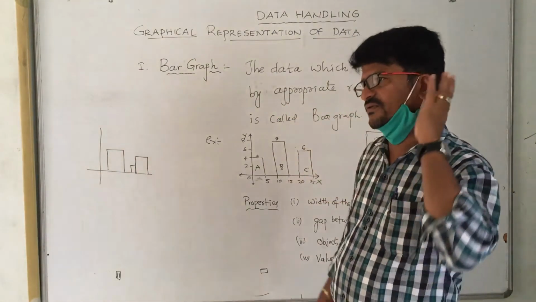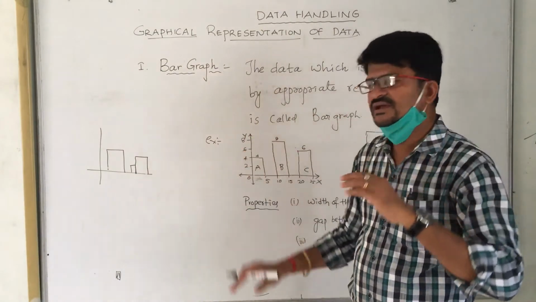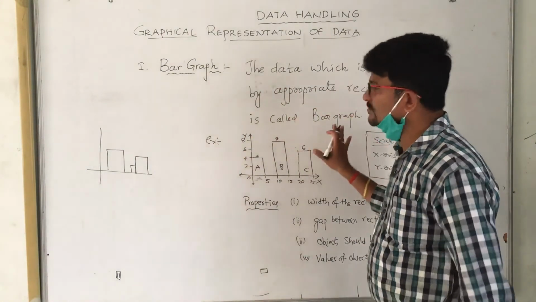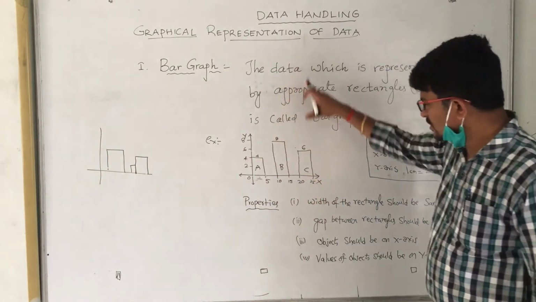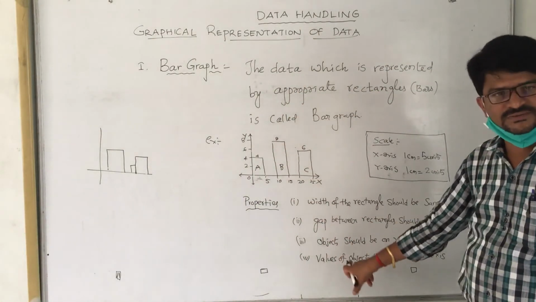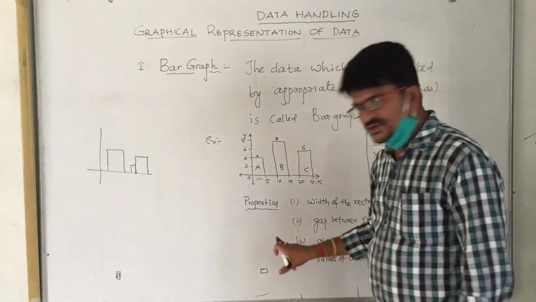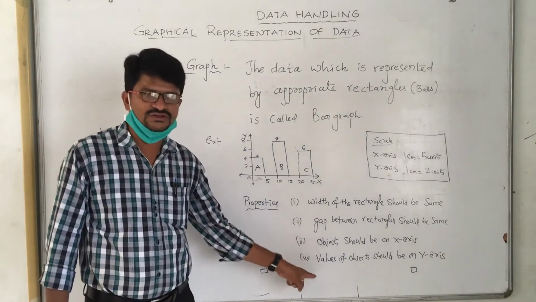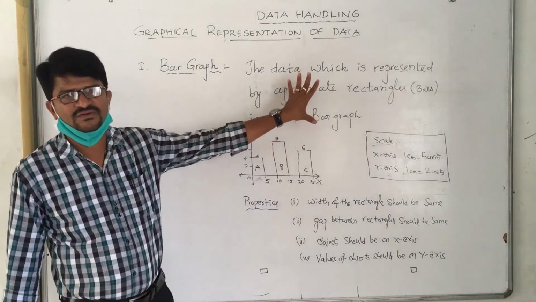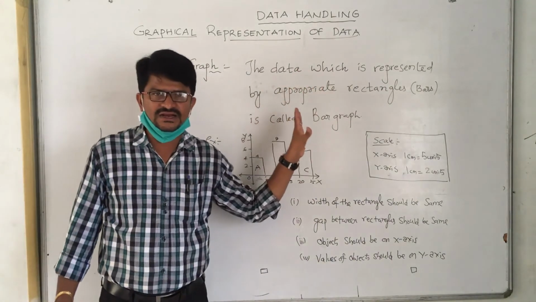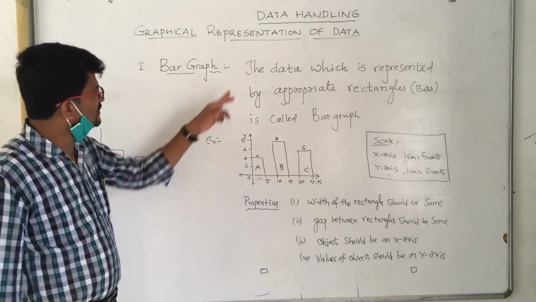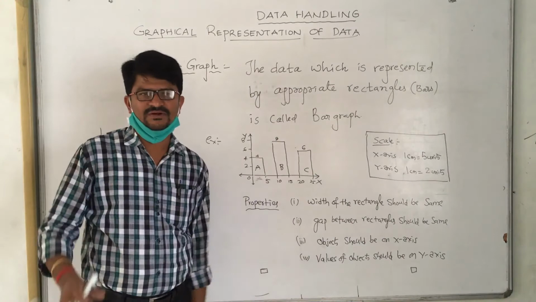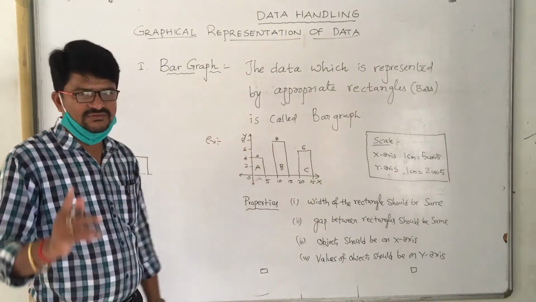Later on when you go to higher classes you can learn histogram and everything. That is different. But while constructing a bar graph, you need to take all the precautions. These 4 steps are more important. If you maintain these 4 steps, you can get a bar graph very easily. Clear, children? Will you write this? Definition, example diagram, and properties. Later on I will explain one problem. Okay? Write this. I'll give you 1 minute time. Write it.